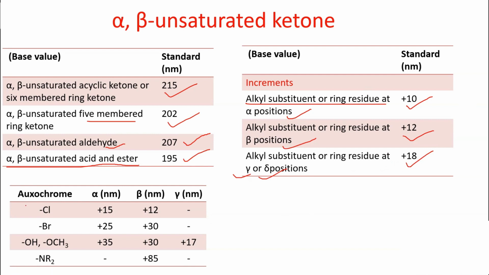For the auxochrome, for example, if chloro is present at alpha position, we have to add 15 nanometer. If it is present at beta position, we have to add 12 nanometer. If bromo is present at alpha position, we have to add 25 nanometer. If it is present at beta position, we have to add 30 nanometer. If hydroxy and methoxy groups are present at alpha position, we have to add 35 nanometer. At beta position, 30 nanometer. If an amino group is present at beta position, we have to add 85 nanometer.